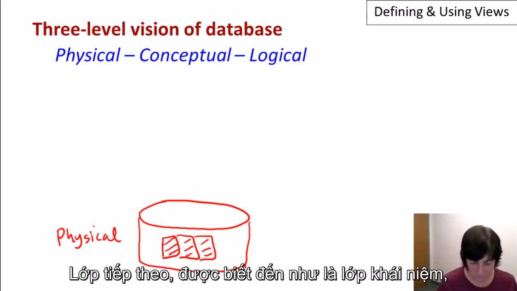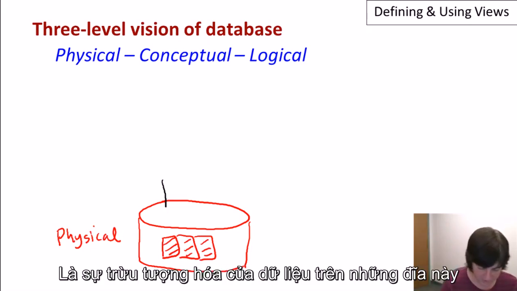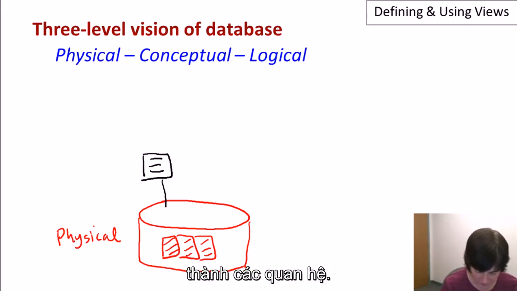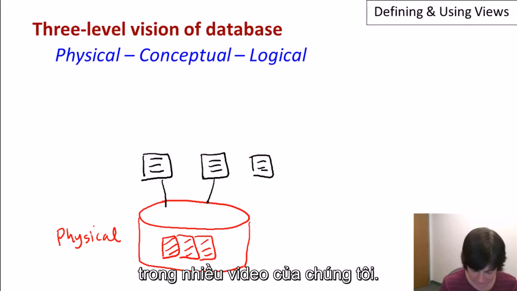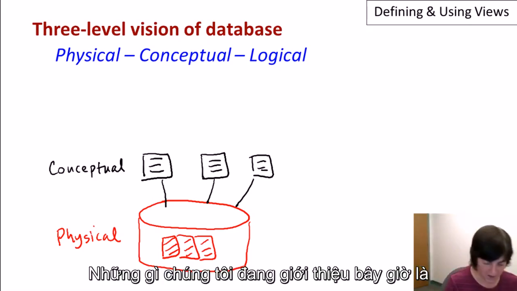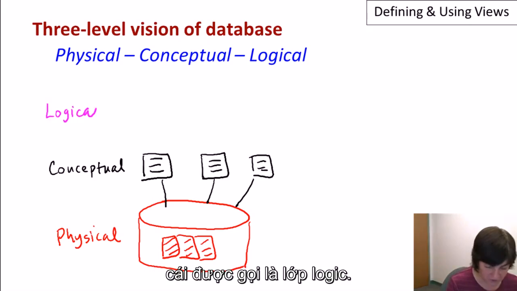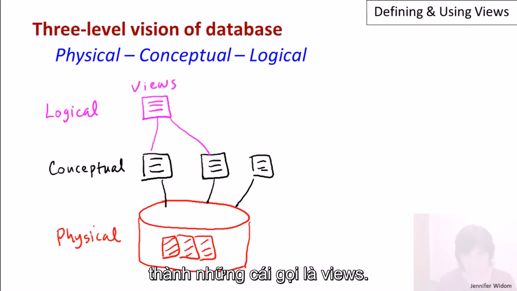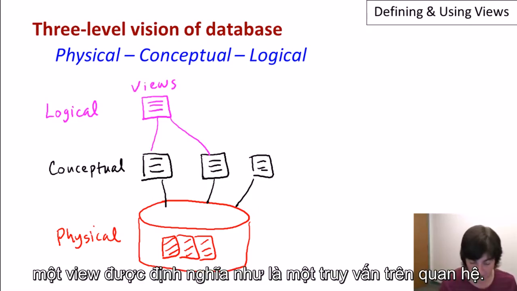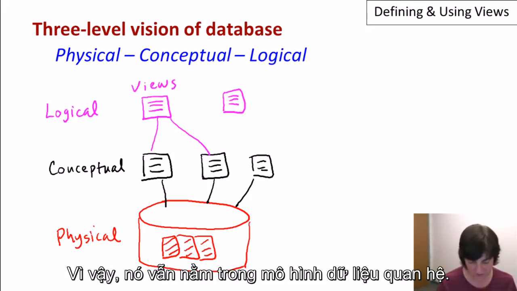The next layer up, known as the conceptual layer, is the abstraction of the data on these disks into relations. And that's what we've been talking about for a lot of our videos. What we're introducing now is what's known as the logical layer, and that's a further abstraction above relations into what are known as views. As we'll see, a view is defined as a query over relations, so it still is in the relational data model.